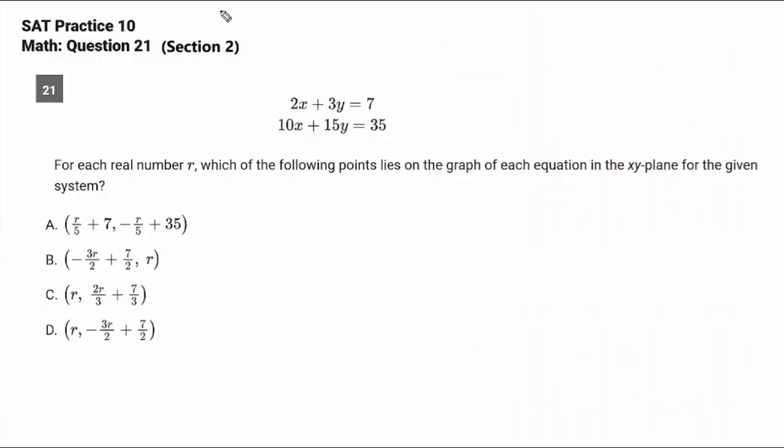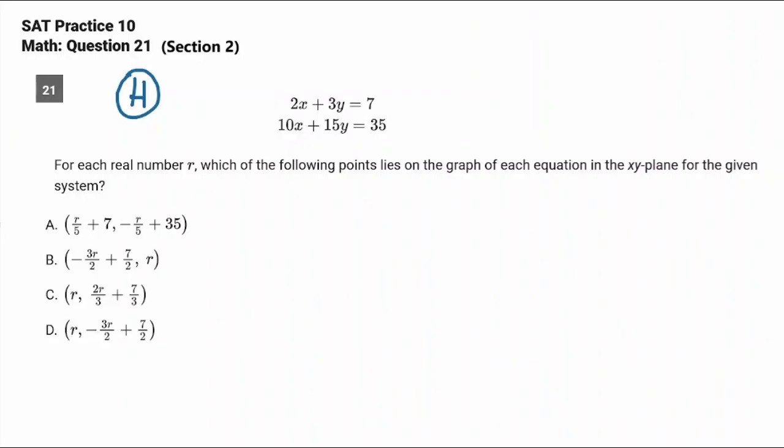We're on SAT Practice Test 10, Math Section 2, Question 21. What's the level of difficulty here? It's hard. For a lot of people, it's going to be crazy, stupid hard, but not for you, because you're going to plug in. Got two equations. For each real number r, which of the following points lie on the graph of each equation in the xy plane for the given system?